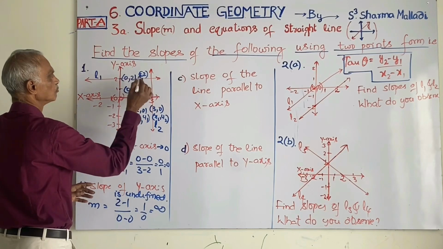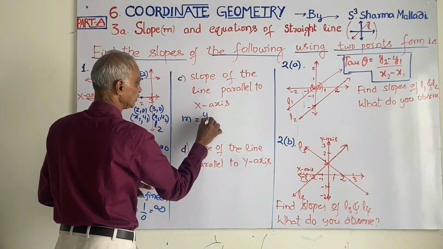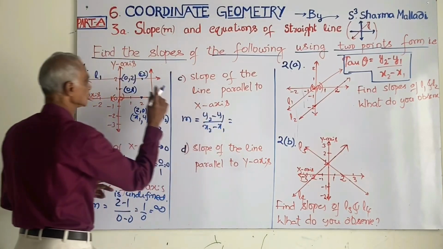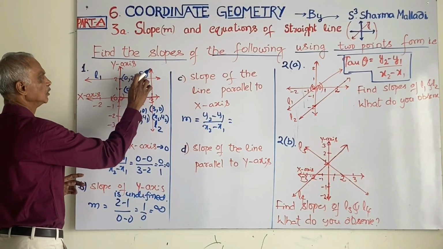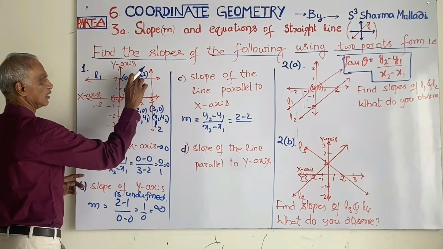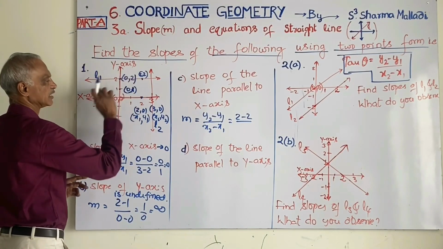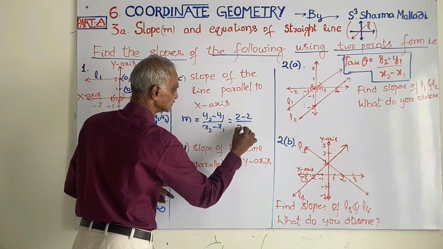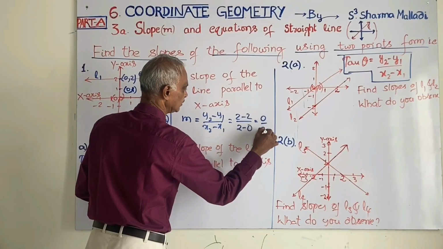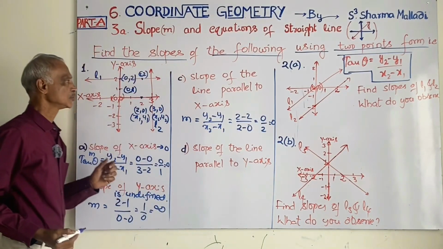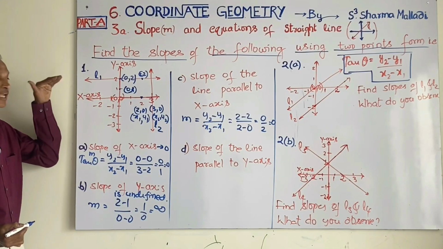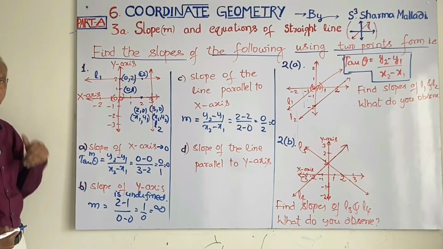You find the slope. m is equal to (y2 minus y1) by (x2 minus x1). Here we have x1, y1 and x2, y2. 2 minus 2 by 2 minus 0. 2 minus 2 is 0. 0 by 2 is equal to 0. Slope of x-axis is 0 and the slope of the line parallel to x-axis is also 0.